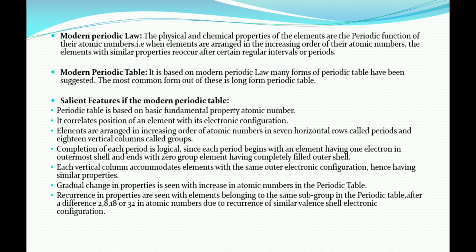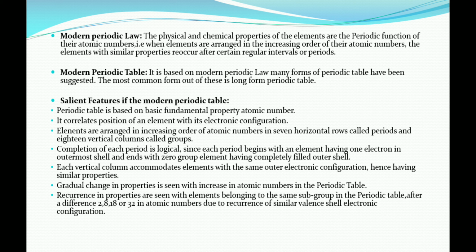The modern periodic table is based on the modern periodic law. Many forms of periodic table have been suggested. The most common form is the long form periodic table. Now, my dear students, listen about the salient features of the modern periodic table. The periodic table is based on the basic fundamental property, that is atomic number. It correlates the position of an element with its electronic configuration.